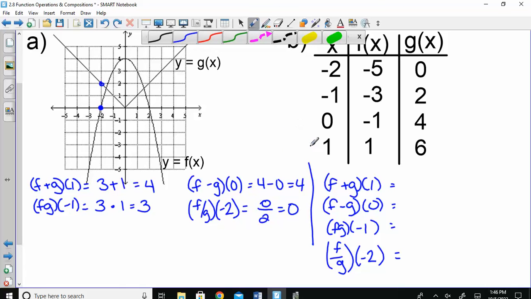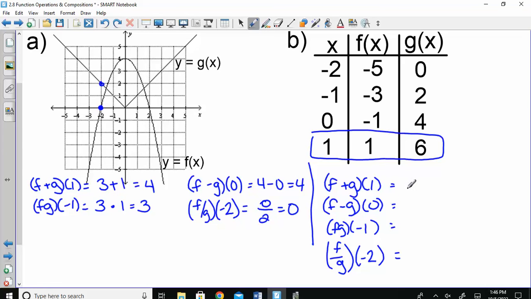So f plus g of 1, so we're looking when x is 1. F of 1 is 1, g of 1 is 6. Did you guys get 7? F minus g of 0, so that would be negative 1 minus 4, so negative 5.